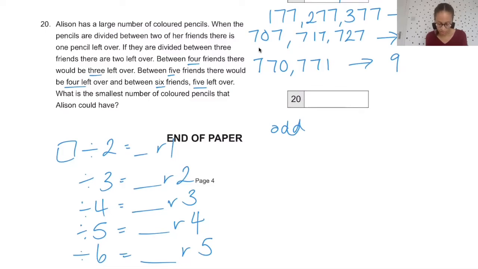There aren't too many clues with divide by 3 and divide by 4, just because a lot of numbers can divide by 3 and have a remainder of 2. So I'm going to skip those.